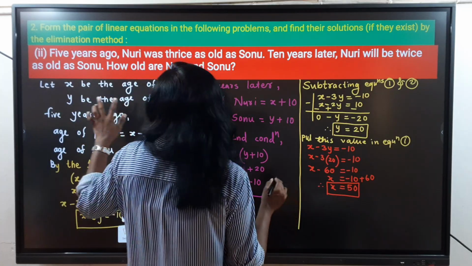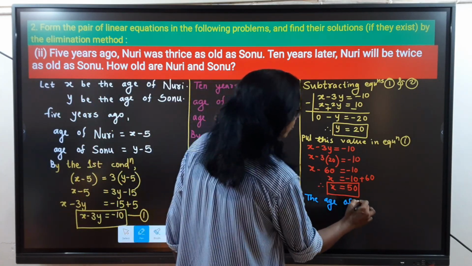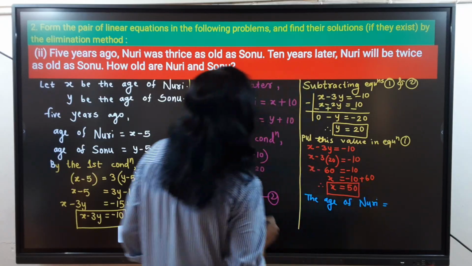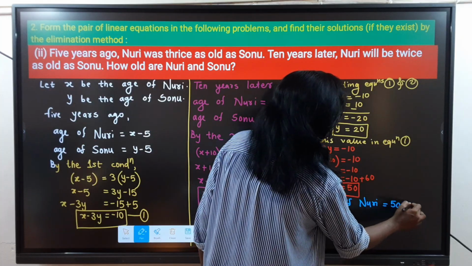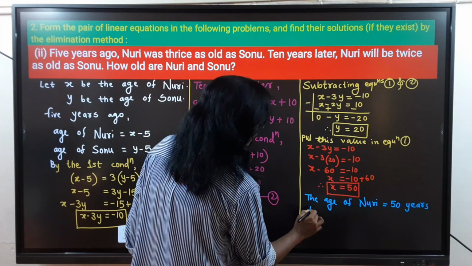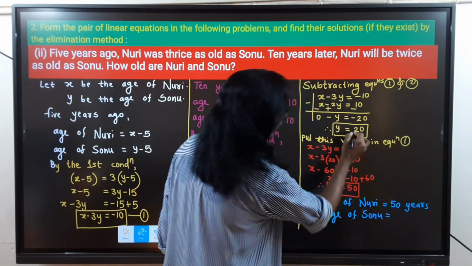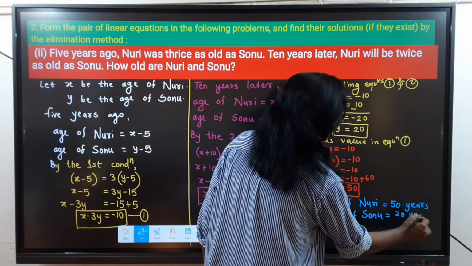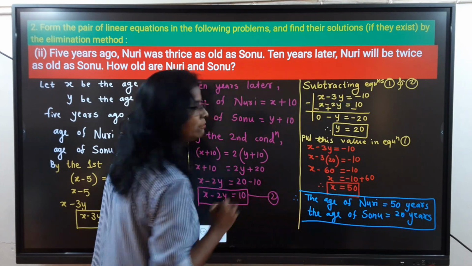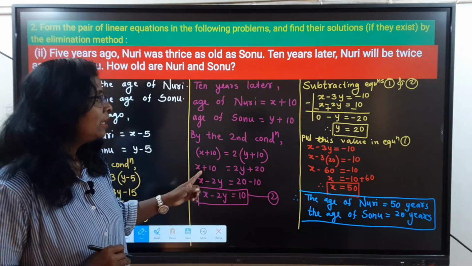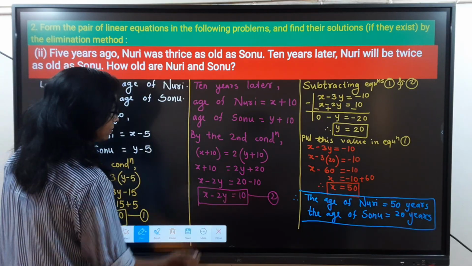Finally I write down that the age of Nuri is equal to x. So the age of Nuri is 50 years, and the age of Sonu, that means 20 years. Okay, so this will be our final answer, students, and we solved this equation with the help of the elimination method. So let us see the next example, students.